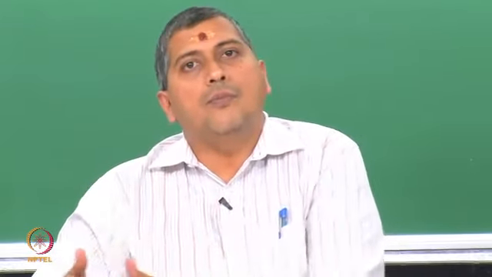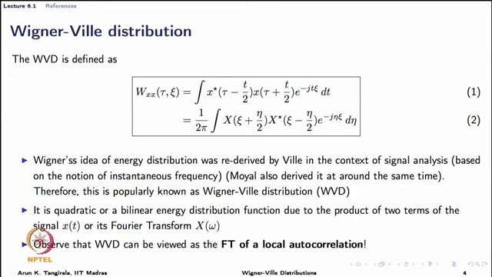Therefore, it is good for pedagogical reasons at least to start off with Wigner-Ville distribution and then gradually see how we can make improvements to this, and one path of improvement leads to spectrogram, the other path of improvement leads to scalogram. So, that is the idea. Now, let us move on to the definition of Wigner-Ville distribution.